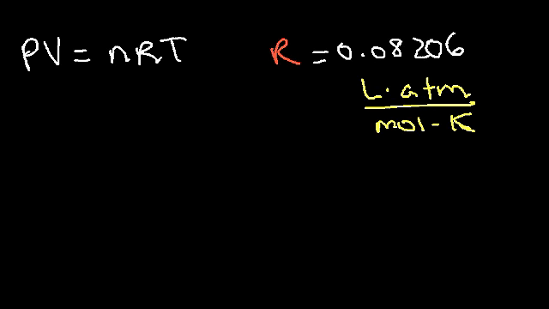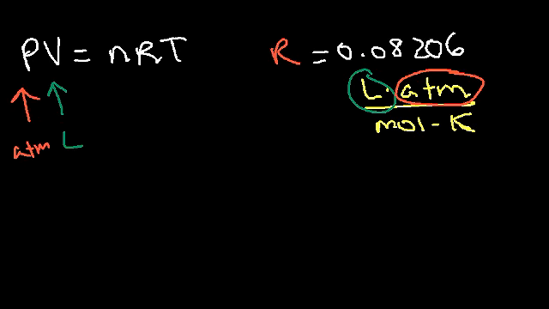So whenever you have an R in the equation, if you use the 0.08206 value, notice that you have the units liters, which means that the volume has to be in liters. And notice that we also have ATM. So pressure has to be in ATM. It can't be in torr. It can't be in millimeters of mercury. You need to convert it to ATM. Now n, of course, is going to be in moles. So that's not going to change. And the temperature has to be in Kelvin.